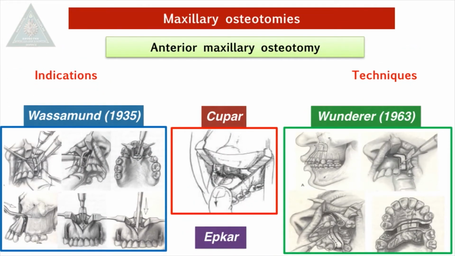The anterior maxillary osteotomy is indicated when there is an anterior open bite, or when there is a bimaxillary protrusion, or when there is a deep overbite. There are four commonly used techniques in doing an anterior maxillary osteotomy. They are the Wassmund, Cooper, Wunderer and Epker techniques.